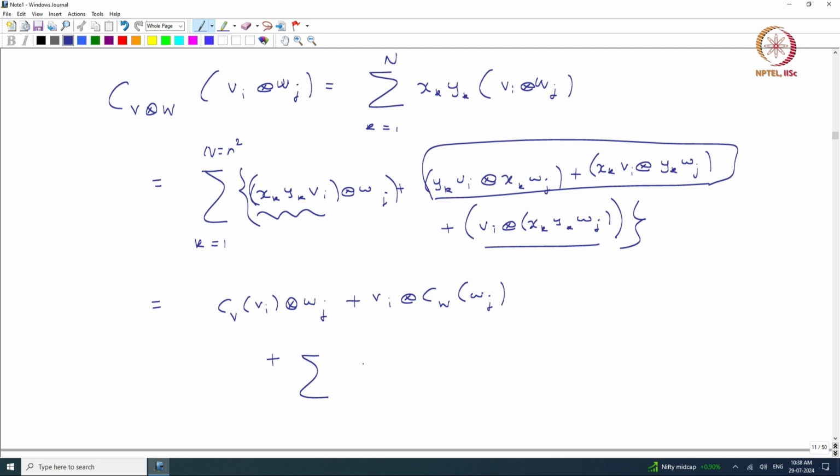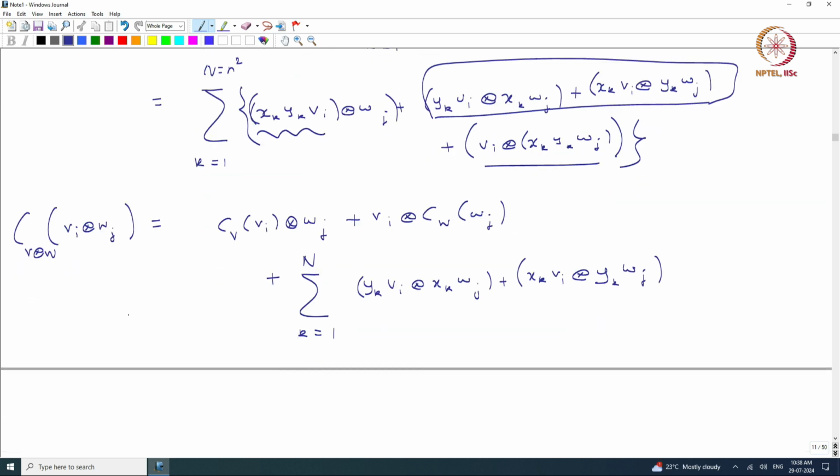So, you just write them there: x_k Vi tensor y_k Wj plus x_k Vi tensor y_k Wj, k ranging from 1 to n. So, this is exactly C_{V⊗W} acting on Vi tensor Wj. Now, if you think about it, let us call this star.